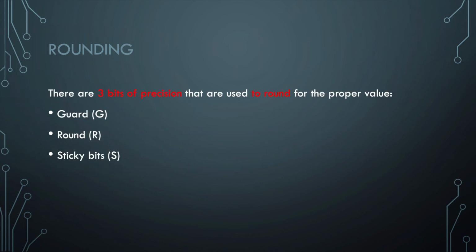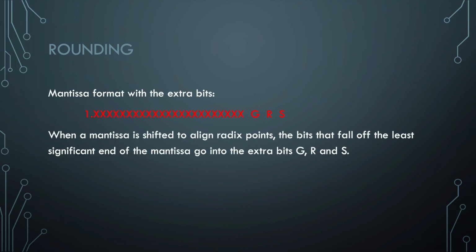We will be using 3 bits of precision to round to the proper value: the guard bit G, the round bit R, and the sticky bit S. Now, this is the mantissa format with the extra bits. We notice that the 3 last bits are G, R, S. In fact, when a mantissa is shifted to align the radix points, the bits that fall off the least significant end of the mantissa will go into the extra bits, which are G, R, and S.